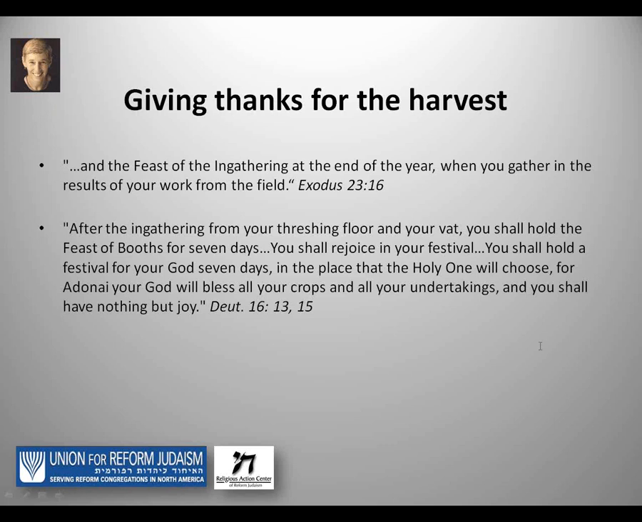And here we find one of the most important directions that we have from our Torah. "You shall rejoice in your festival. You shall hold a festival for your God 7 days," we already knew that, "in the place that God will choose, and God will bless all the crops and our undertakings." And here it's underscored, "you shall have nothing but joy." So after the contemplative, quiet, inward time, particularly that we've spent on the day of Yom Kippur, we're supposed to go forth in joy. Next slide, please.